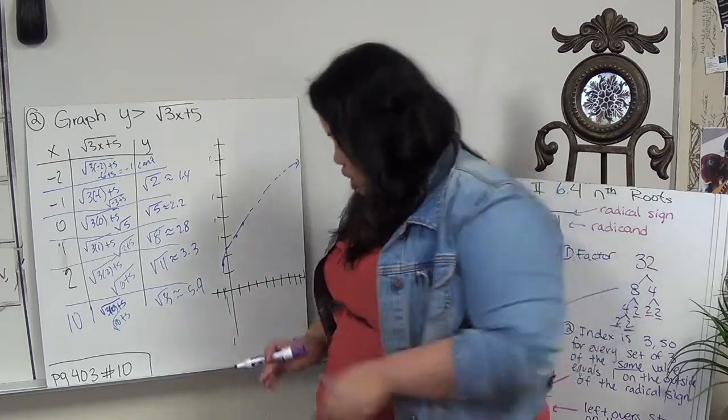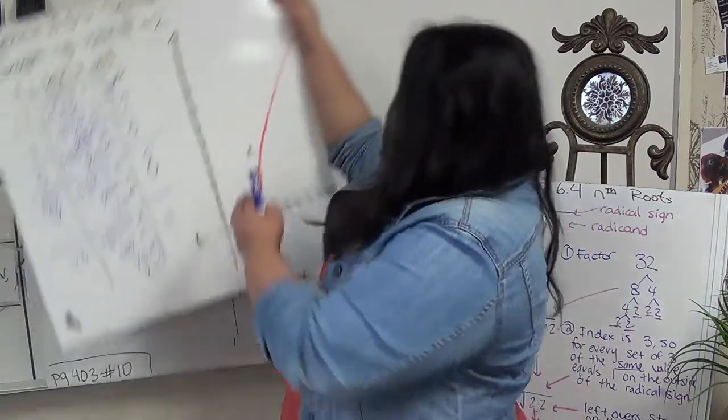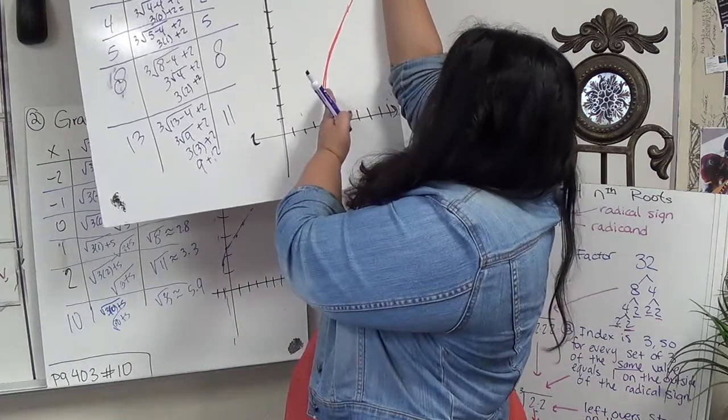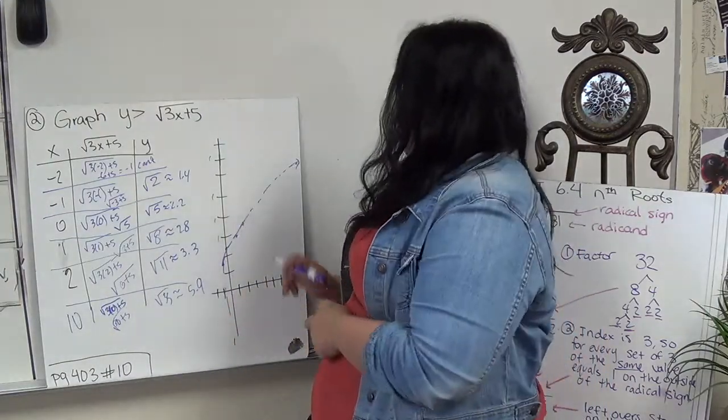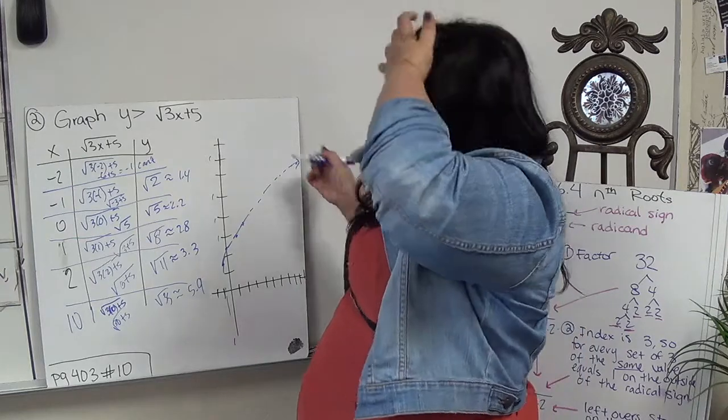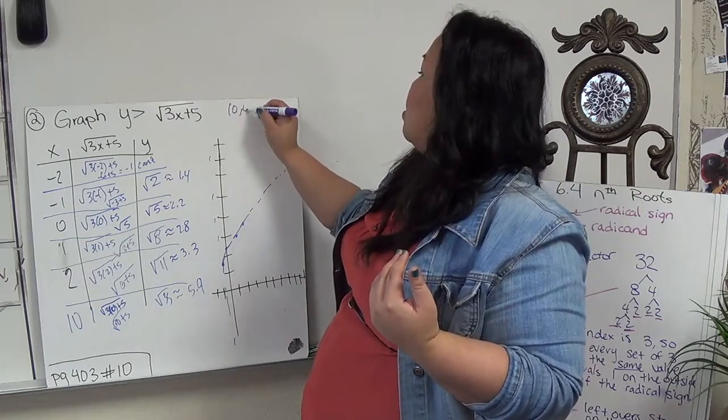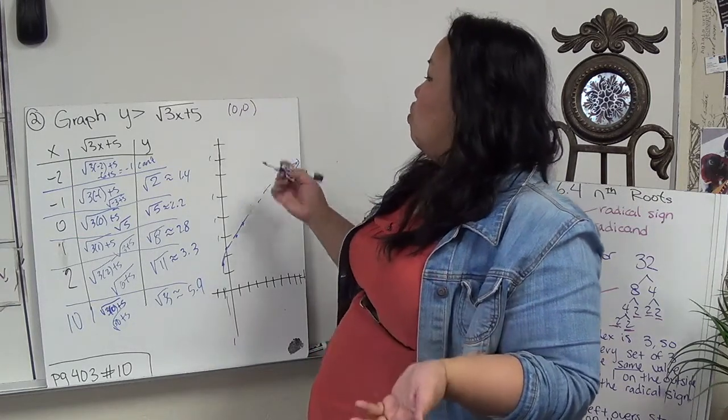Like in the other one, I couldn't test 0, 0 because I can't do anything lower than that, because that's my imaginary number. But this one I can. So I'm going to test 0, 0, and it doesn't matter which point I test, I just need to see if it's true or false.